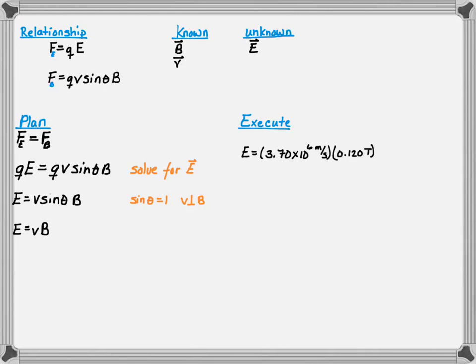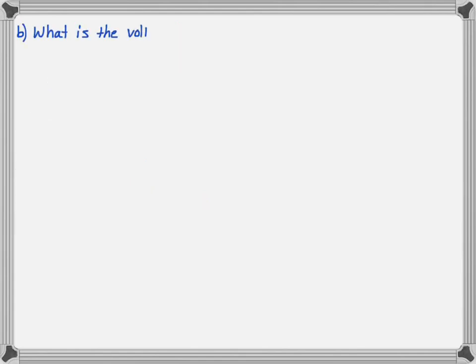Executing my plan, I can now plug in my values for V and B, and I get an answer of 4.44 times 10 to the 5th volts per meter for my electric field. Okay, so this was part A of problem 5. Now we'll look at part B.